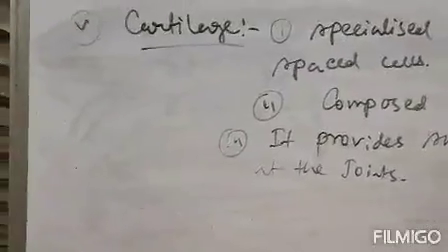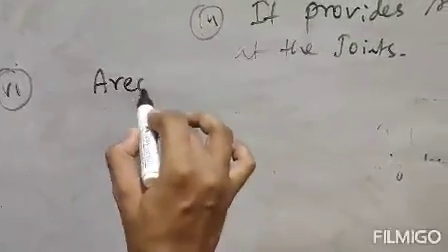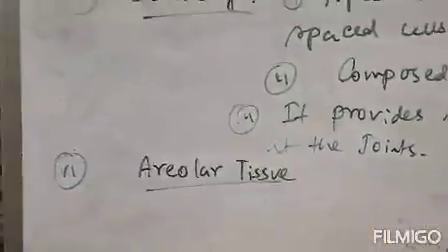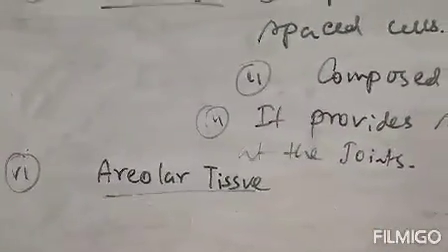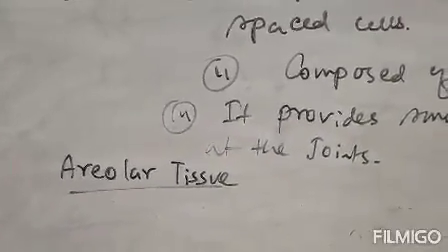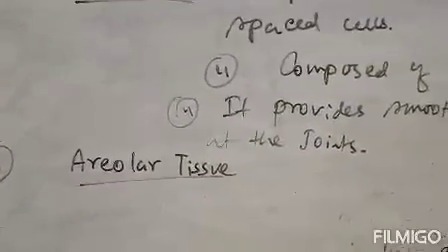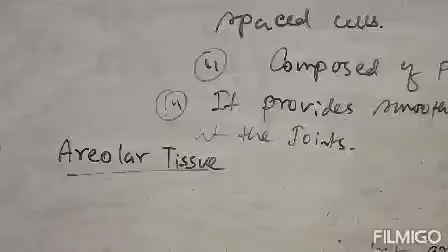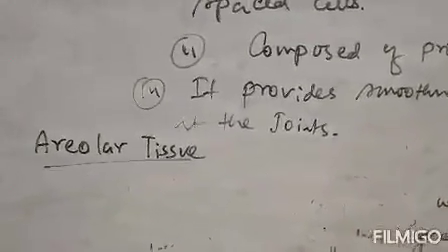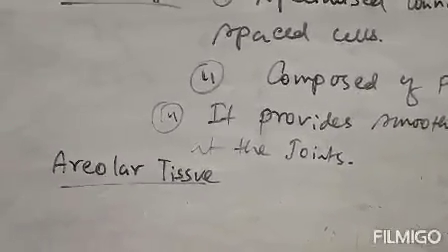After cartilage, the sixth connective tissue is areolar tissue. It is a supporting and packing tissue. It is found between the organs lying in the body cavity. Its location is also between skin and muscles, around blood vessels, around nerves, and in bone marrow. So all these places have areolar tissue.